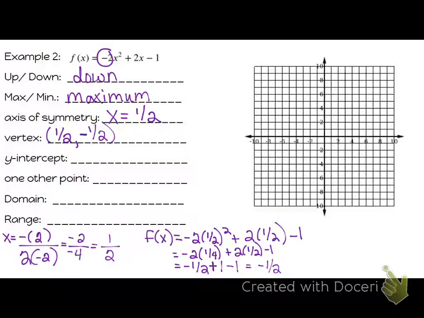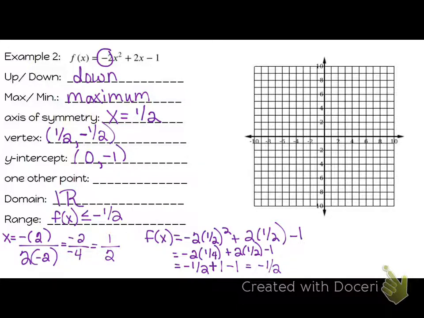And the y-intercept would be 0, -1. Good. The other point we'll come back to. Domain: all real numbers. And range: f of x is less than or equal to -1/2, because in our ordered pair for the vertex, we use the y value. Okay, so from here, what do I graph first?